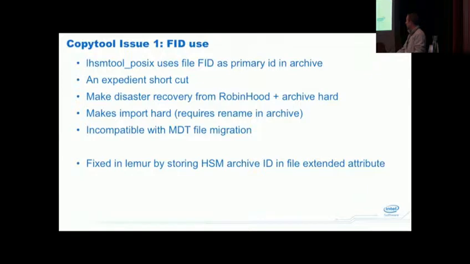It makes disaster recovery from, say, Robinhood and the archive hard, because you can't arbitrarily assign the FID when you're repopulating the Lustre file system. It makes import, HSM import, require a rename in the archive, which may be very slow. It's incompatible with MTT file migration. This is addressed in Lemur by storing HSM archive ID, so an identifier for the file in the HSM archive, in a file extended attribute. That could be done in LHSM tool POSIX as well, but it has not been done.